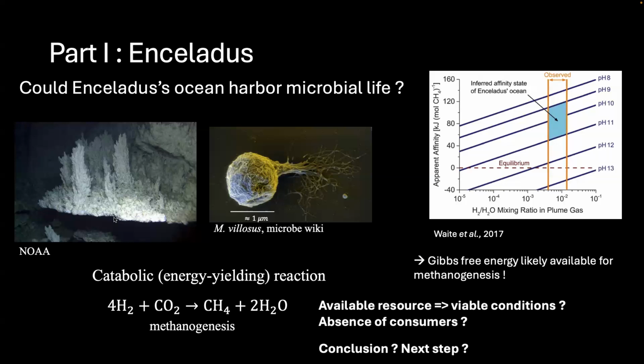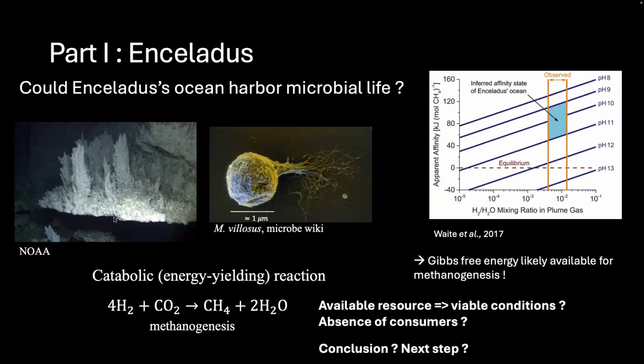If there were some methanogens, wouldn't they consume H2? And in consequence, we wouldn't see it in the plume. Would they spend the chemical potential, the disequilibrium, until it reaches closer to equilibrium? In which case, we wouldn't be able to see Gibbs free energy available in the ocean. So we need to do something here.